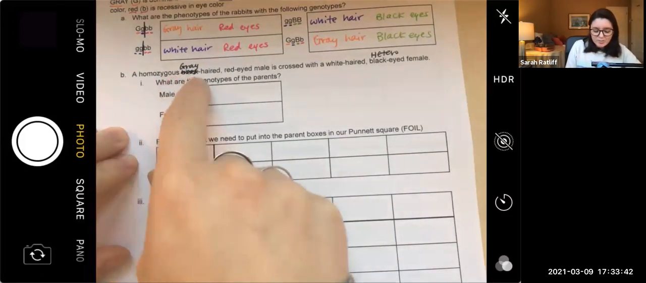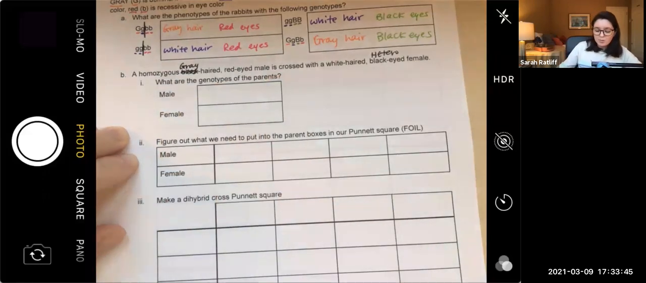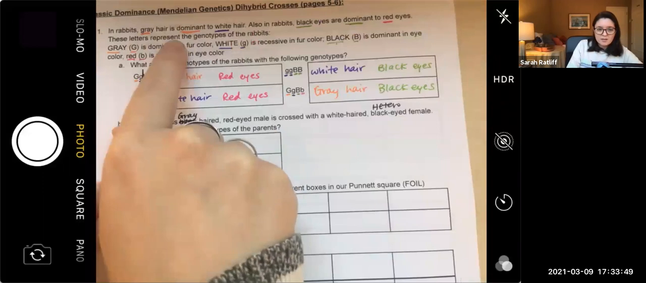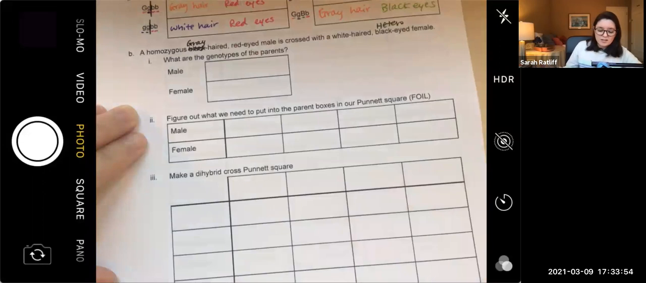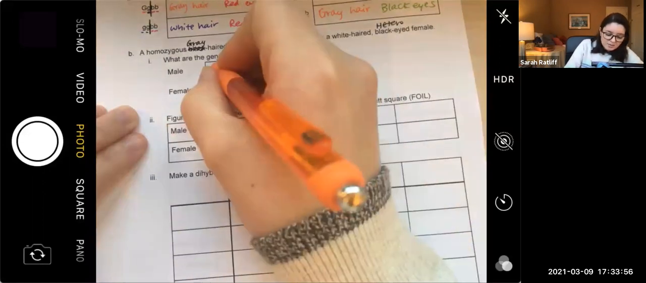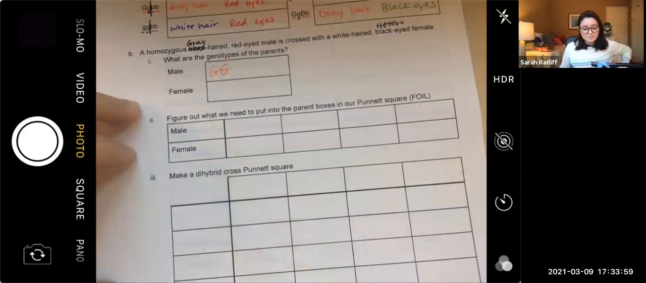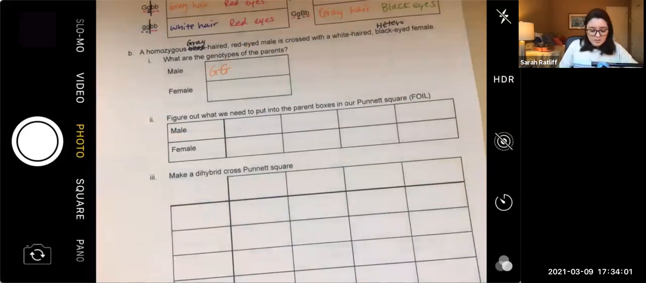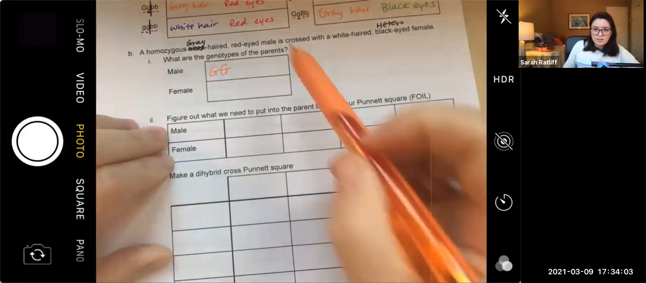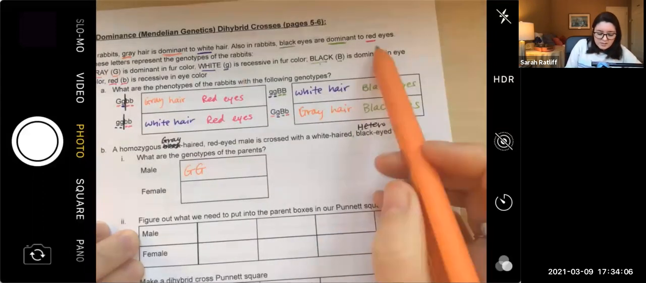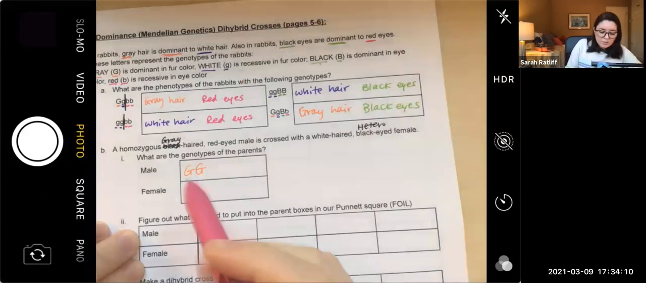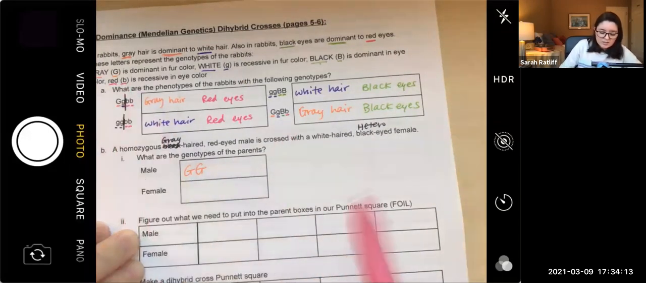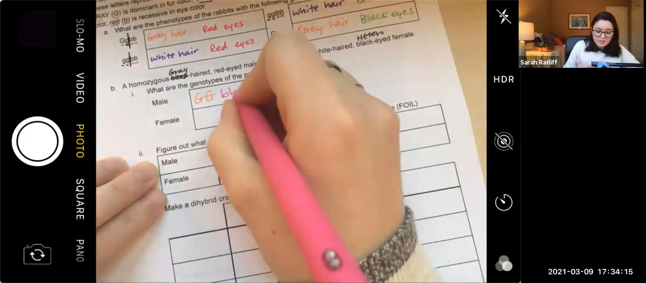Homozygous gray-haired, red-eyed male. Okay, so gray hair is dominant, and that is signified with a capital G. And if he is homozygous, that means they're going to be the same capitalizations. So he will have big G, big G. And red-eyed, well, what does red eyes look like? Red eyes are recessive, and in order to be recessive, we need them to be homozygous. So little b, little b.